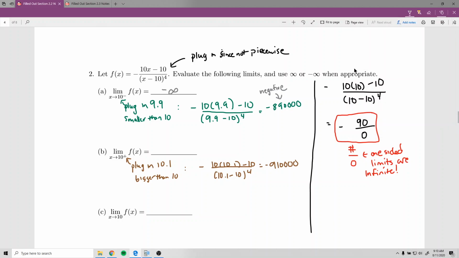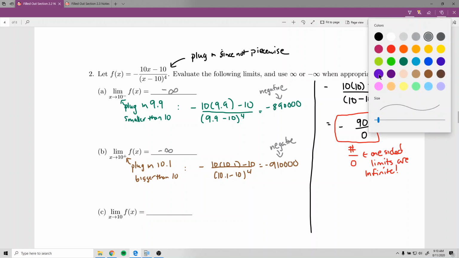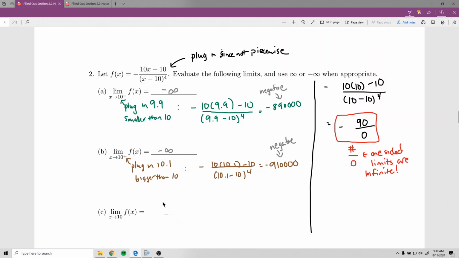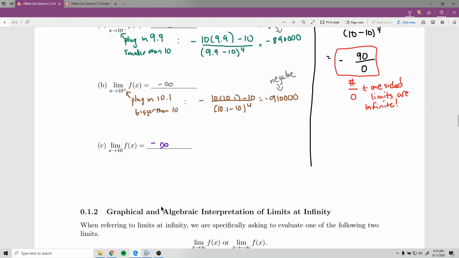Once again, what matters is that this is negative. The number itself doesn't matter. It's just the sign. It's negative. And this time we do have the same one-sided limit. Since the one-sided limits are the same, the limit is that number, which is negative infinity.